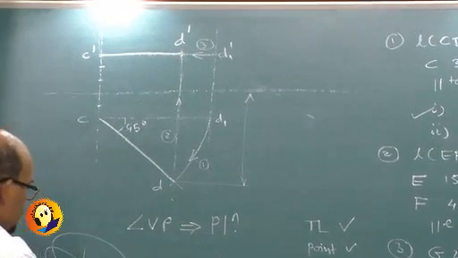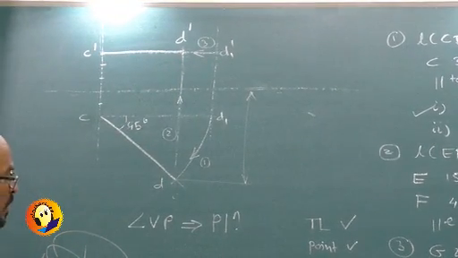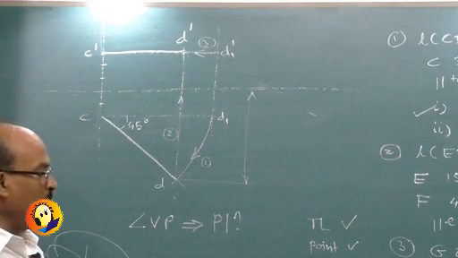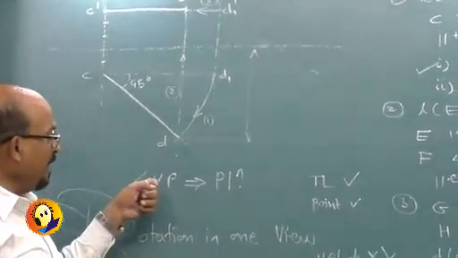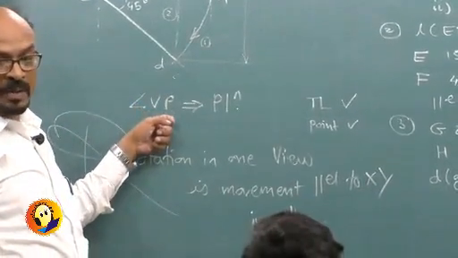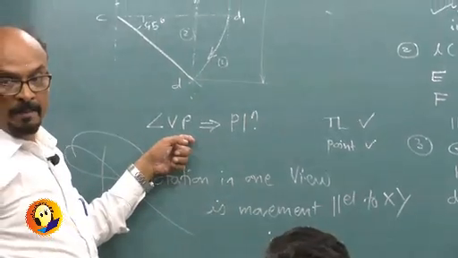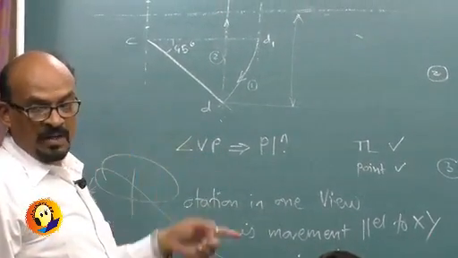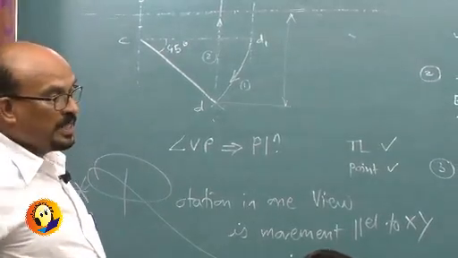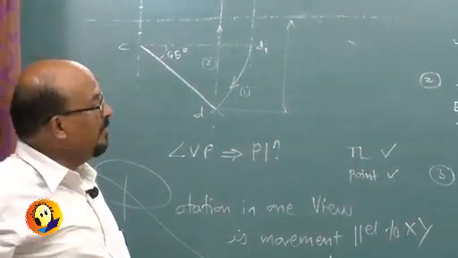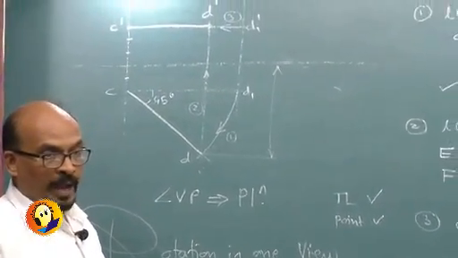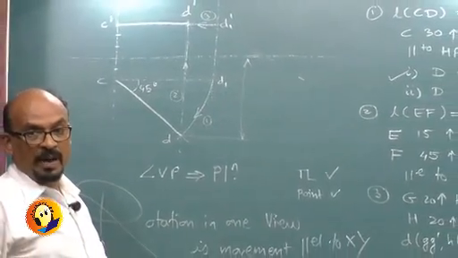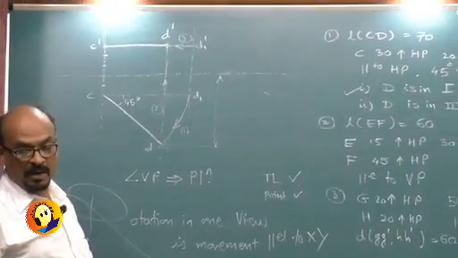But this is very important. Rotation in one view, movement parallel to XY in the other. Angle with VP and distance from VP will be seen in plan. Angle with HP and distance from HP will be seen in elevation. In all the cases, we should start with the fully defined point and initially consider the line to be parallel to HP and VP, that is, parallel to XY.